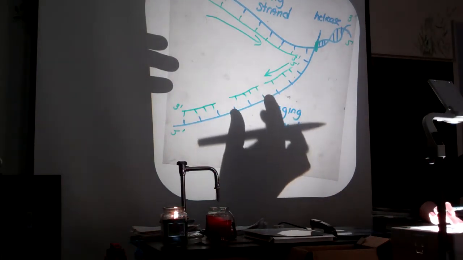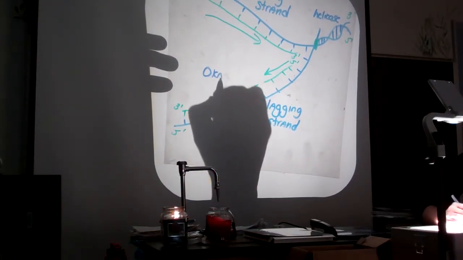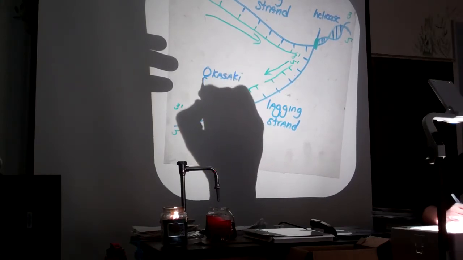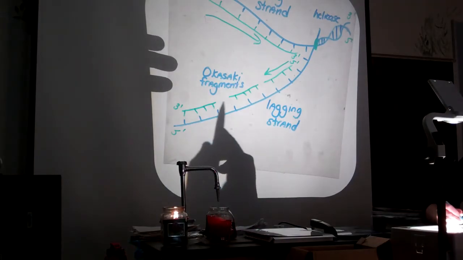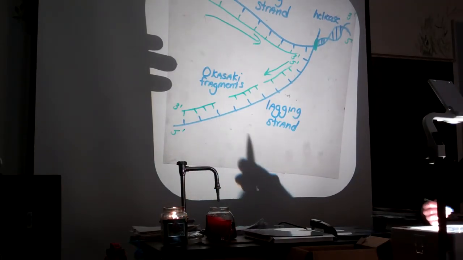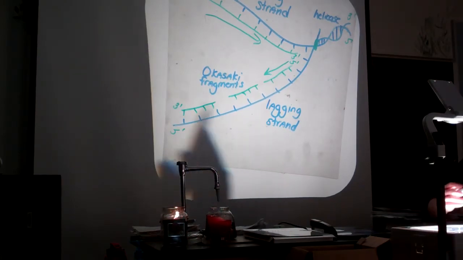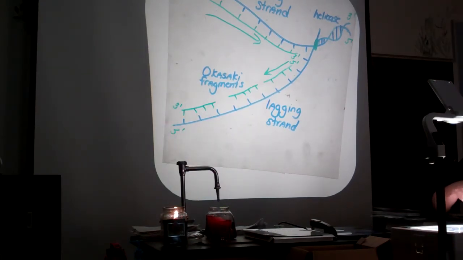Each of those fragments being made is called an Okazaki fragment. They just name the fragments. Those are eventually going to need to get glued together by ligase. Okazaki is the name of the Japanese scientist who figured out that this is how DNA replicates. Are they all the same length? That's a good question. I think they would all be the same length.